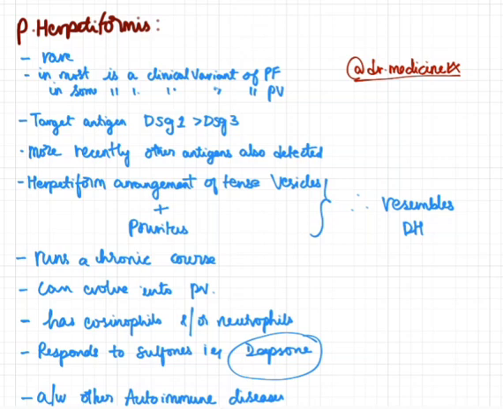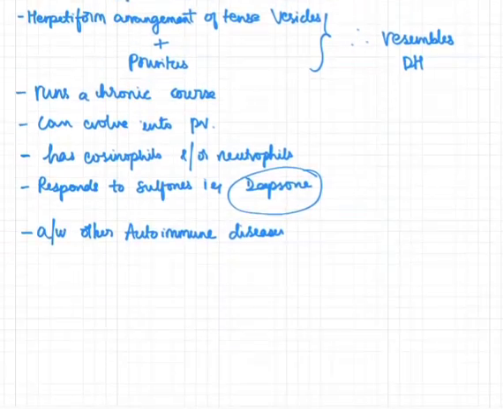As the name suggests, herpetiform arrangement of vesicles is seen. These are flaccid vesicles, and it is associated with pruritus. So it resembles dermatitis herpetiformis, and it runs a chronic course, and it can evolve into Pemphigus vulgaris. The lesions have eosinophils with or without neutrophils, and it responds to sulfones, that is dapsone. So the dapsone-responding Pemphigus variant is Pemphigus herpetiformis, and it can be associated with other autoimmune diseases.